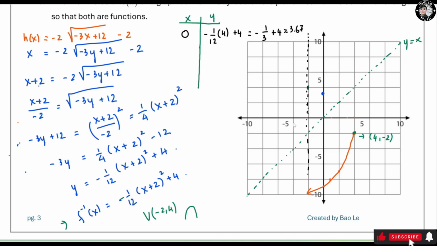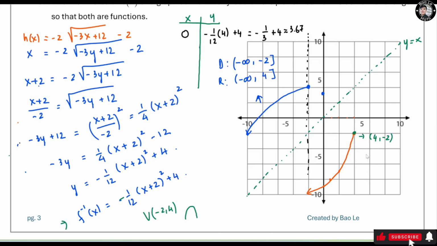Now by symmetry, we have the reflection point of this point over the axis of symmetry, right? So it could be somewhere right here, right? Now we just connect these 3 points and we get the graph, right? The new domain of this guy right here should be from -infinity to -2, and the range should be -infinity to 4.